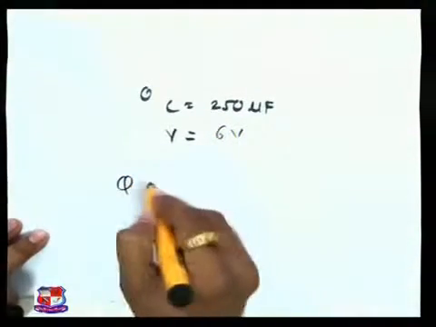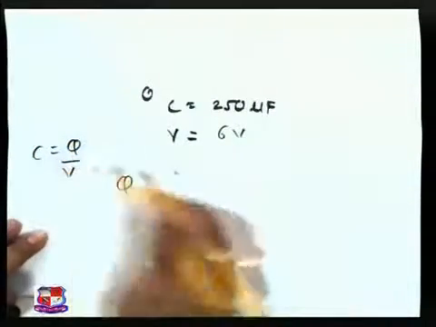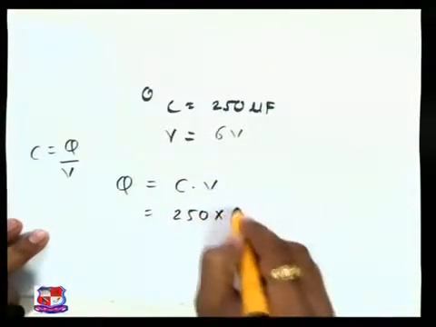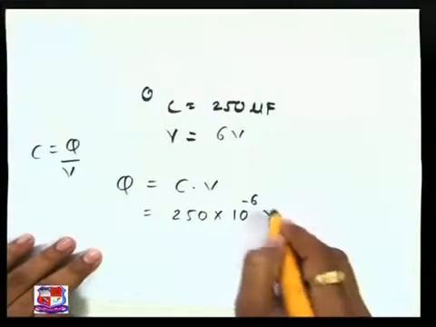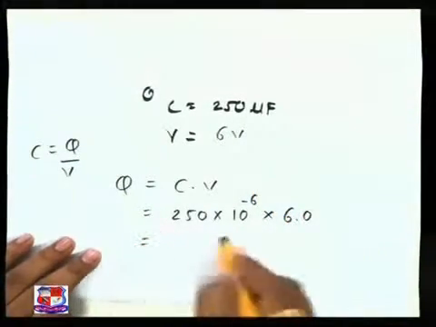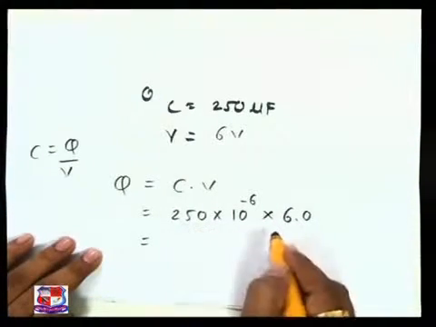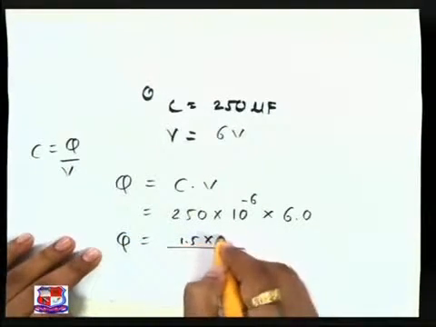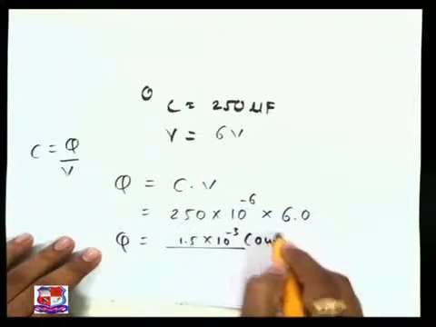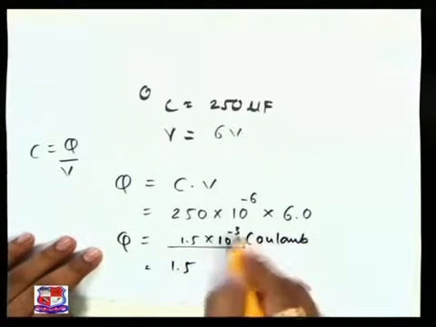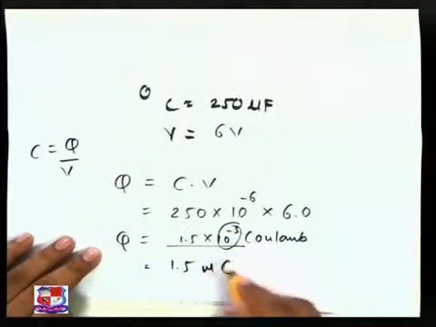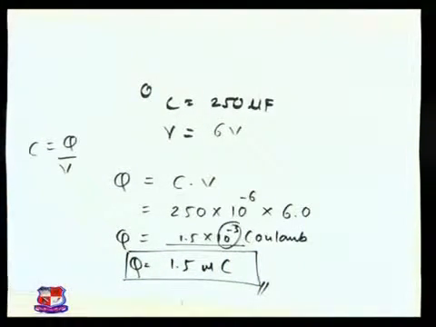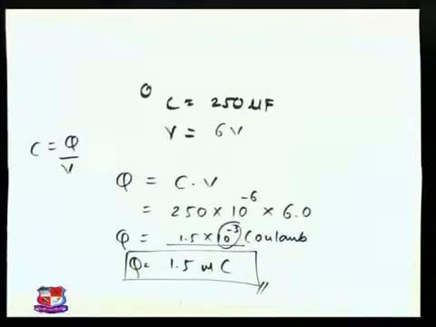Using the equation C equals Q by V, we can write Q equals C into V. C is 250 microfarad, that is 250 into 10⁻⁶, and V is 6.0 volts. Solving that equation, we find the value of Q is 1.5 into 10⁻³ coulomb, or 1.5 millicoulomb. This is the electrical charge generated on that capacitor.